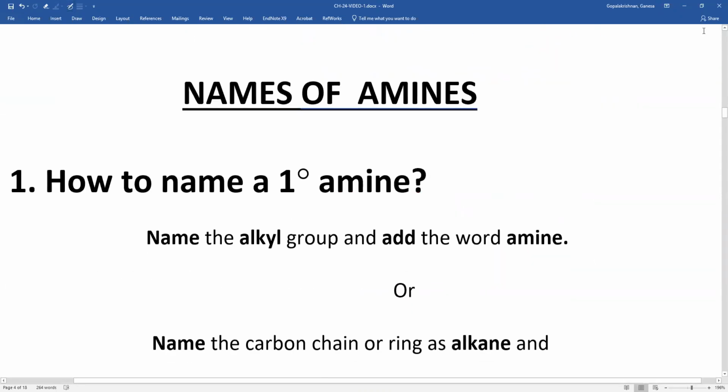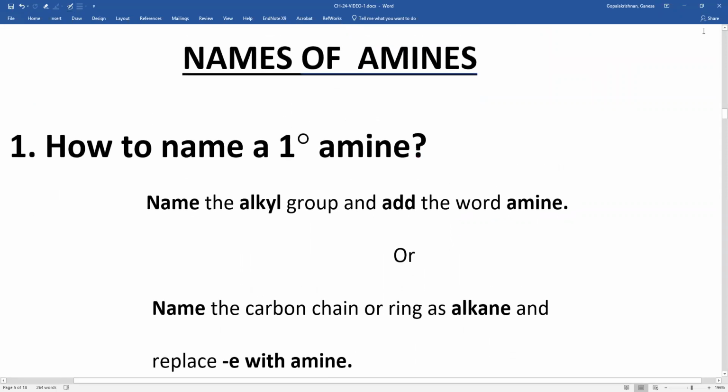The next topic is naming of amines, how to name an amine. We are going to have a method for primary amine. In fact, 2 different methods for primary amine. And we will have a different method for secondary and tertiary amines. So first topic, how to name a primary amine.